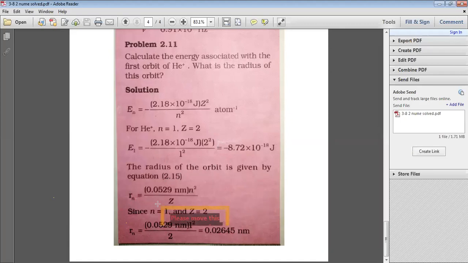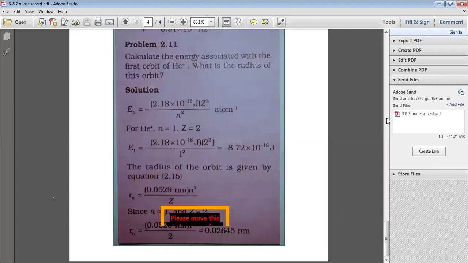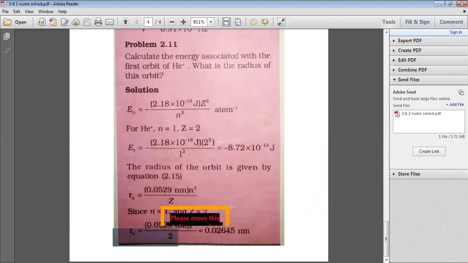The formula to calculate the radius is 0.0529 nanometer into n square upon Z. Now to get the value of n square upon Z, we can easily calculate this value. So if we put n is equal to 1 and Z is equal to 2, finally we get 0.0529 into 1 square divided by 2, which simply gives us 0.0264 nanometer.